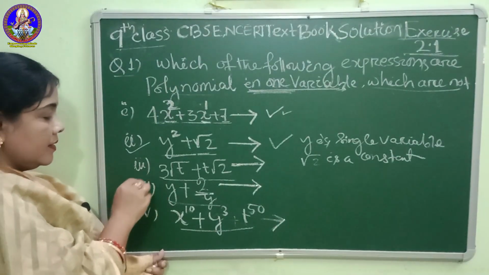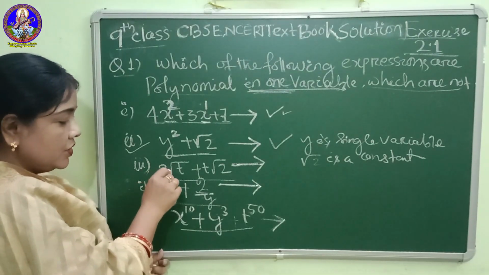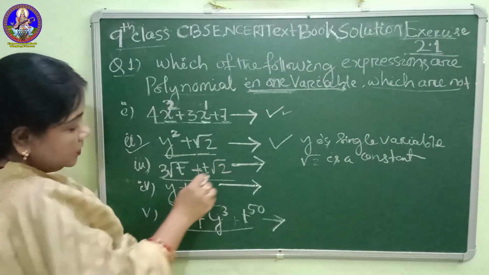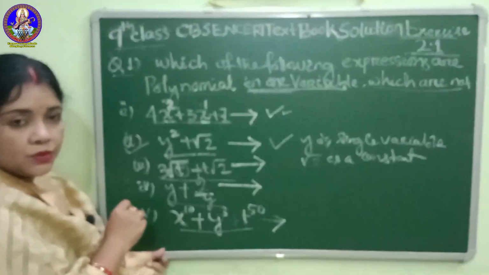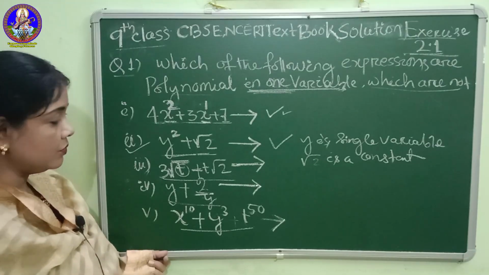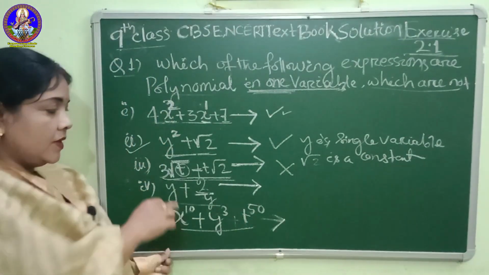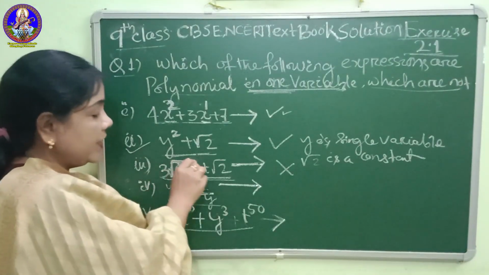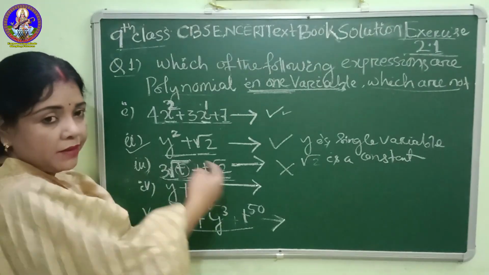Similarly, in question 3, the expression given is root 3 root t plus root 2 t. Here t is a variable but it is inside the square root, which does not satisfy the condition for an expression to be a polynomial. So this particular expression is not a polynomial. Though t is a single variable, it is present in the square root, so this condition is not satisfied for it to be a polynomial.